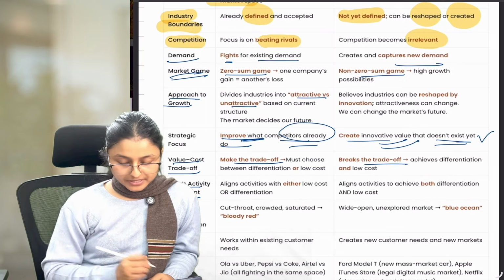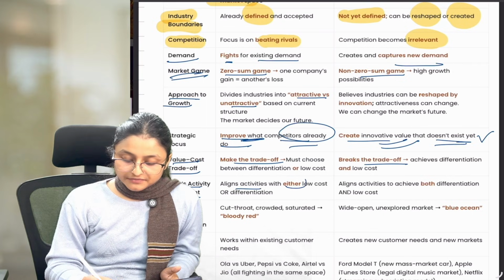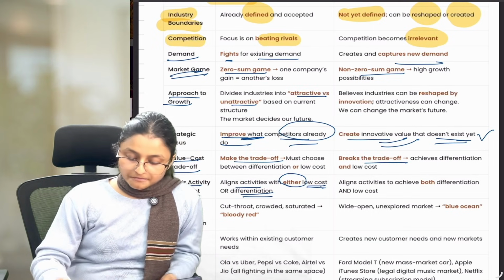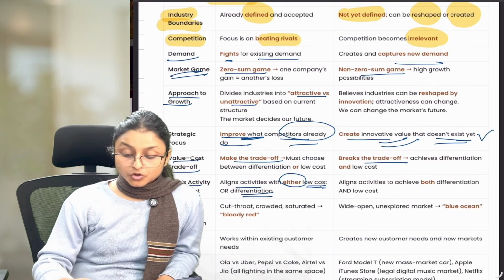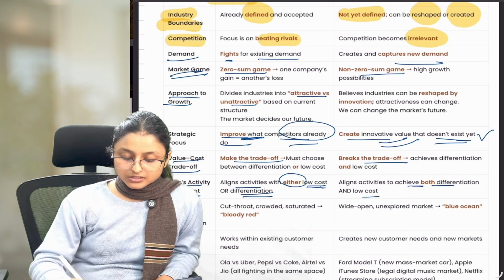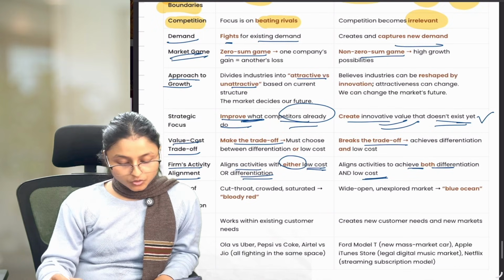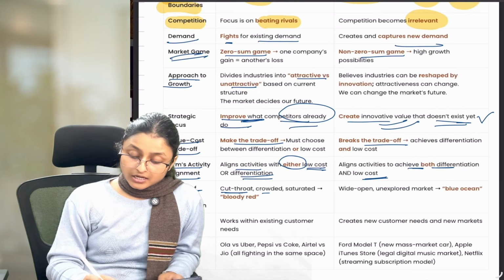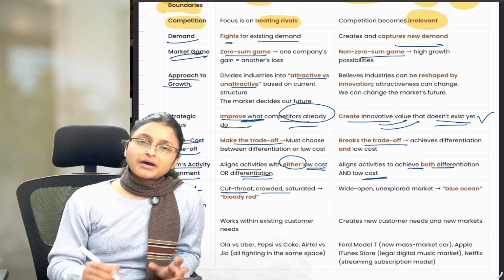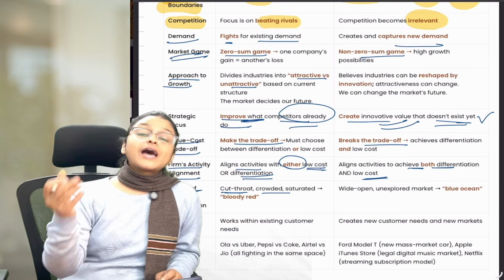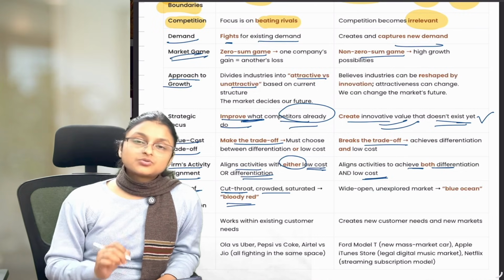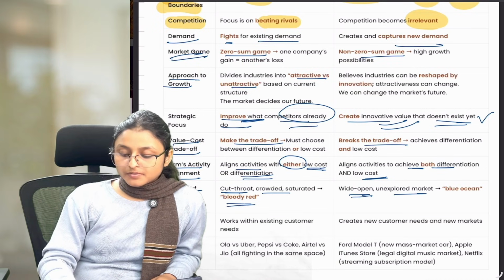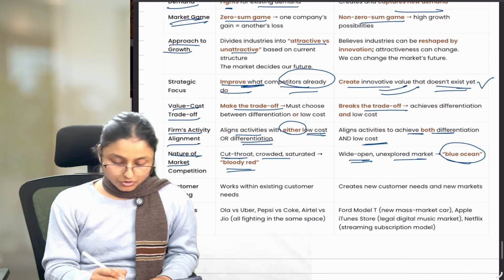Firm's activity alignment. Here the firm aligns activity with either low cost or differentiation. They mainly focus on only one thing. But when you go for blue ocean, you can focus on both of the things, like differentiation and lower cost. Nature of competition. Here competition is cutthroat, a crowded market, a saturated market. That means growth is not happening there. And that is why it is known as bloody red. This market is wide open, an unexplored market, hence it is known as blue ocean.